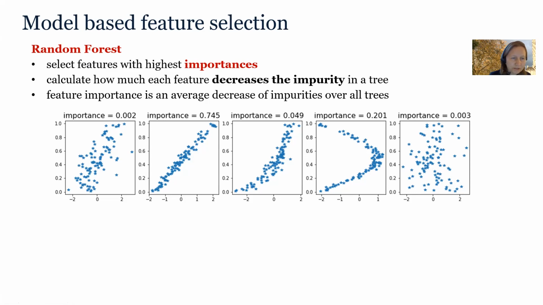So we already said that the random forest also returns feature importances, but these are based on decreases in impurity in a tree. And here you can see the importances that were calculated using a random forest. You see that again, the linear feature had the highest importance, but this is followed by the highly nonlinear feature that was considered by random forest as the second important.